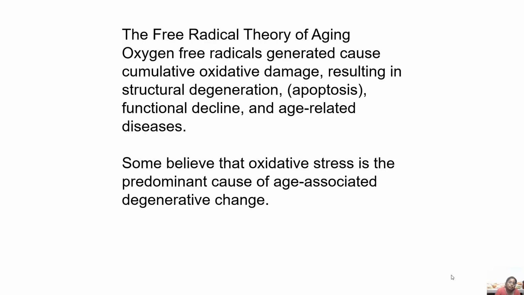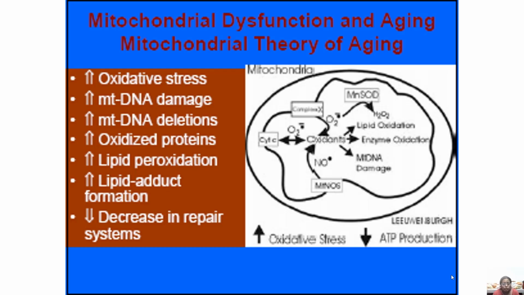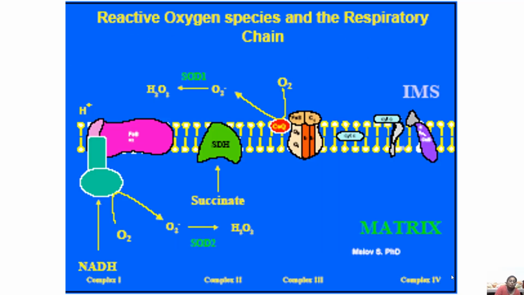Now, the free radical theory of aging: oxygen free radicals generated cause cumulative oxidative damage, resulting in structural degeneration, functional decline, and age-related diseases. Some believe that oxidative stress is the predominant cause of age-associated degenerative change. Now, mitochondrial dysfunction and the mitochondrial theory of aging: oxidative stress is going up, mitochondrial DNA damage is going up, mitochondrial DNA depletion, oxidized proteins, lipid peroxidation, lipofuscin formation, and an increase in repair systems.